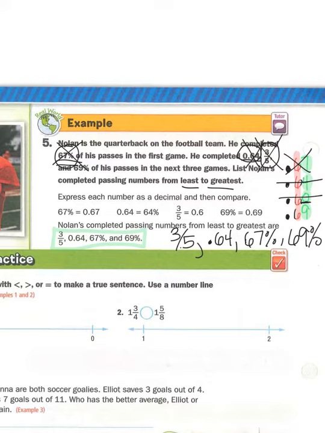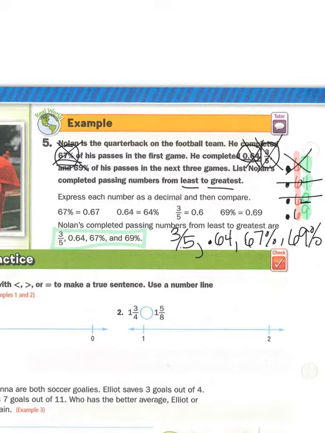So again, when you're ordering fractions, decimals, and percents, the easiest thing to do is make sure all the numbers are written as a decimal. Once you have them written as a decimal, compare the decimal place, line up your decimal points, and compare from left to right. And that will help you order the numbers.